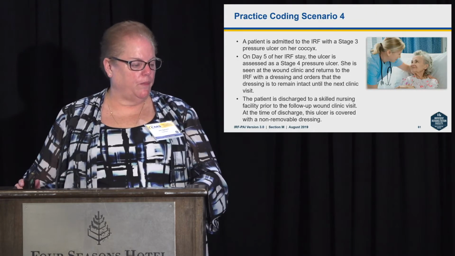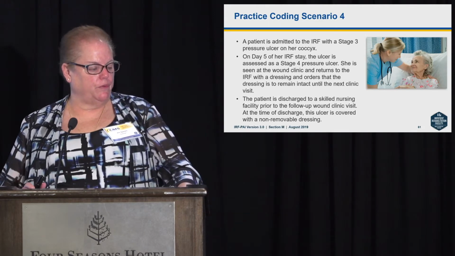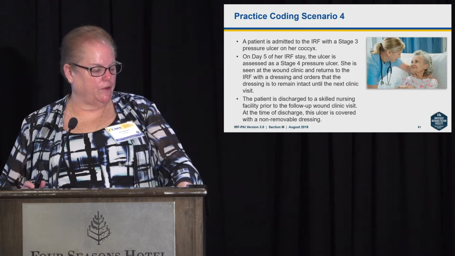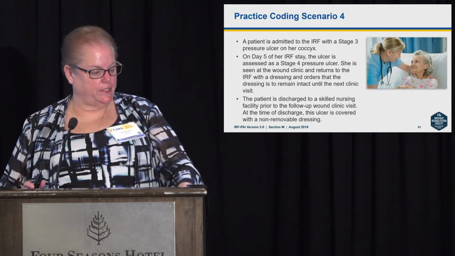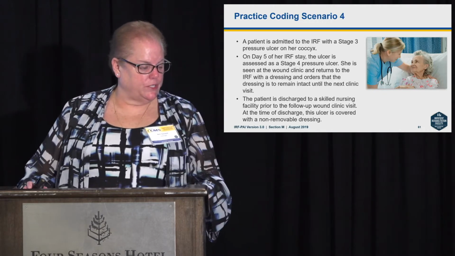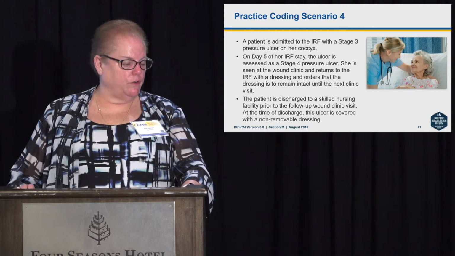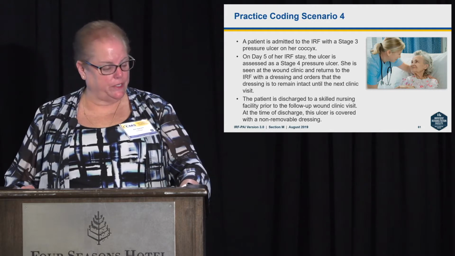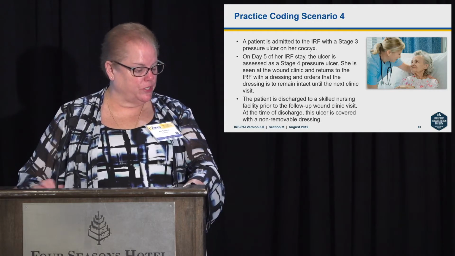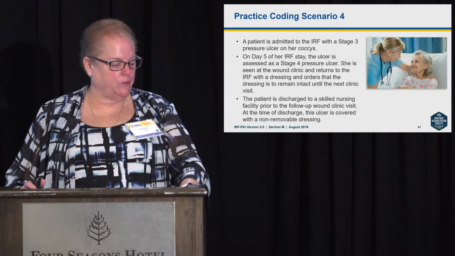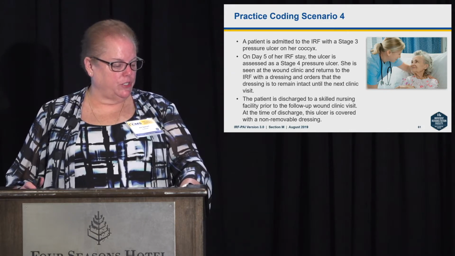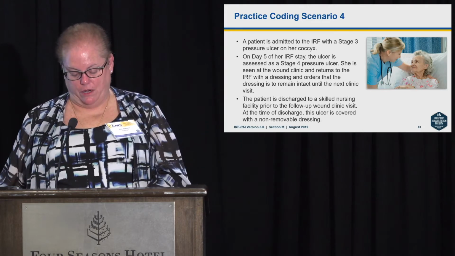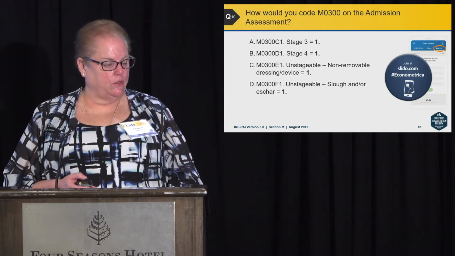So in this scenario, a patient is admitted to the IRF with a stage 3 pressure ulcer on the coccyx. On day 5 of her IRF stay, the ulcer is assessed as a stage 4. She is seen at the wound clinic and returns to the IRF with a dressing and orders that the dressing is to remain intact until the next clinical visit. The patient is discharged to a skilled nursing facility prior to the follow-up wound clinic visit. At the time of discharge, the ulcer is covered with a non-removable dressing. So this is not an uncommon situation. So let's look at this.